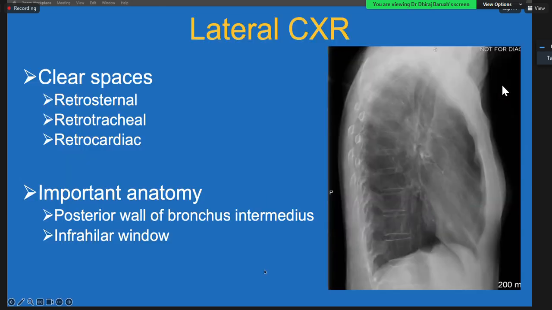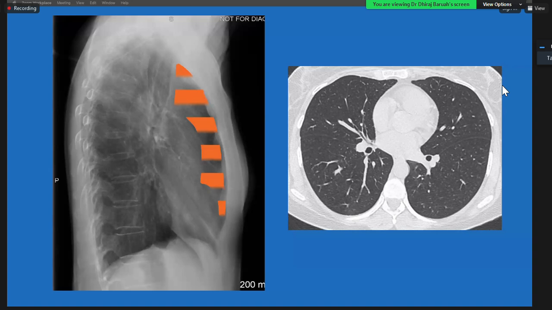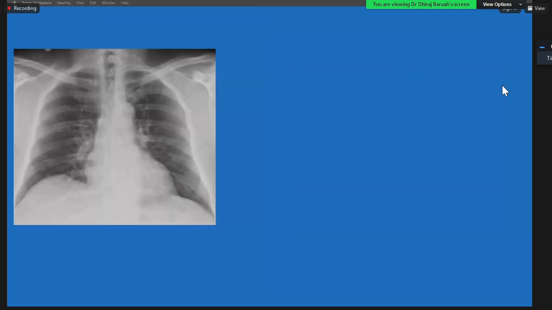So we'll look at some fine details, or a few details, about the lateral chest X-ray. It will take a lot of time to describe everything, but I'll go over a few highlighted points. So the first thing is the retrosternal space. If you do not pay attention, you may miss the abnormality, and that is how I approach the lateral X-ray. So I'll go to the retrosternal space, and I have three clear spaces. This retrosternal space includes that part of the lung.